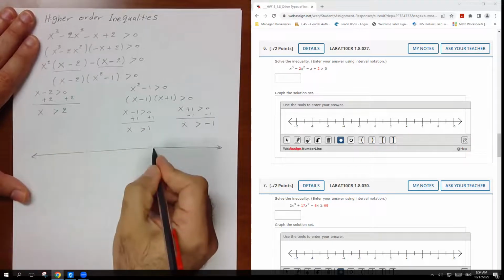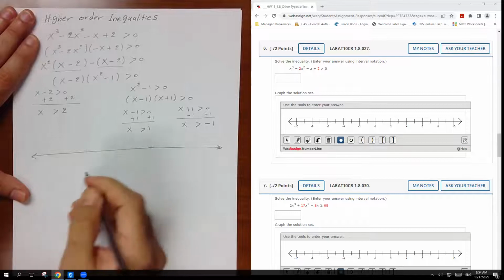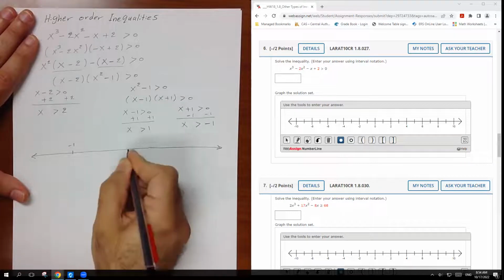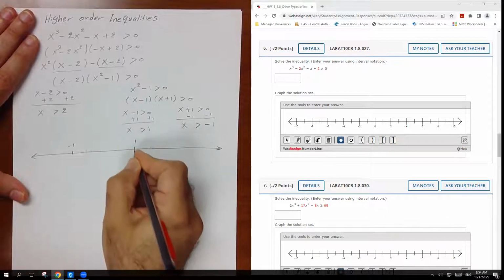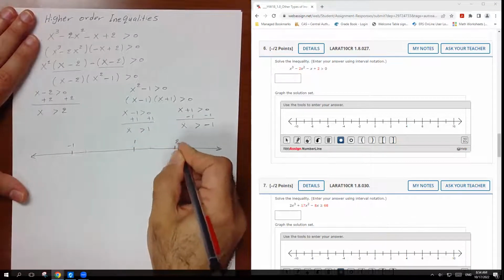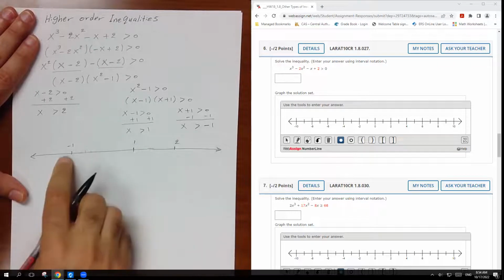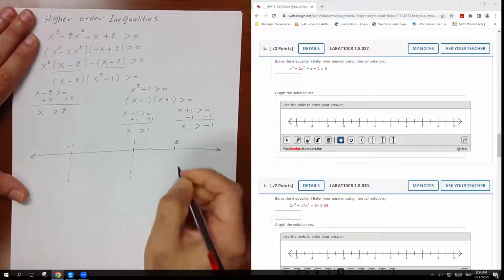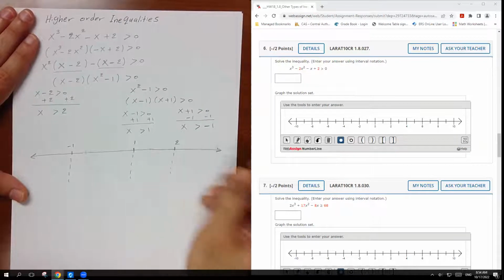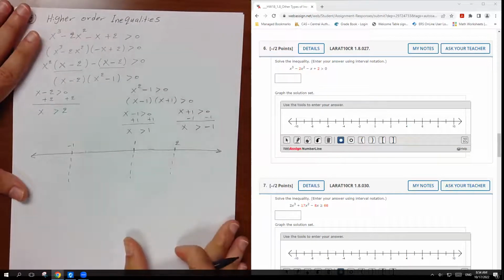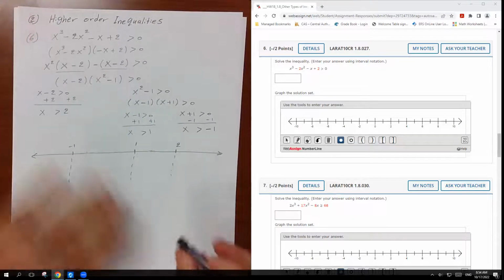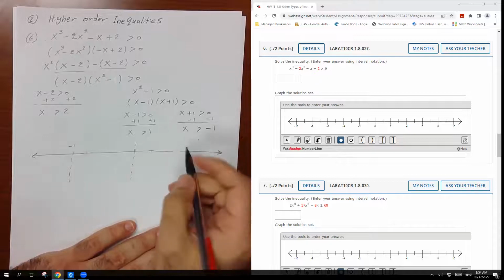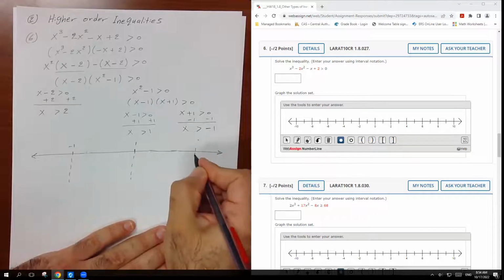Not 2. So here is negative 1, the smallest number. And here is 1. And here is 2. So we need to test this interval. And this one. And this one. And this one. So you see how many intervals we need to test? 4 intervals. Let's move the 2 a little bit so we can get space.